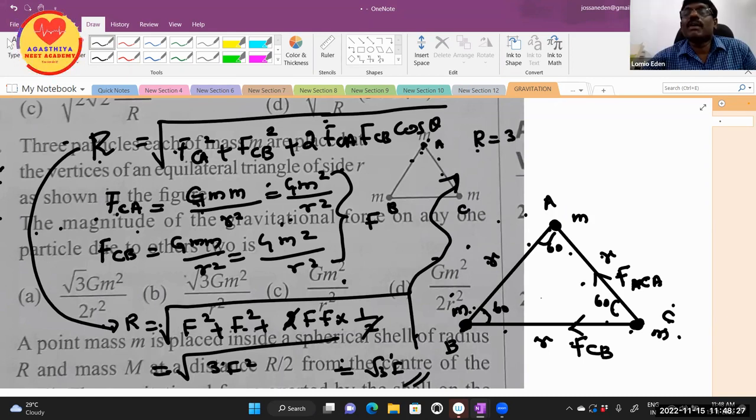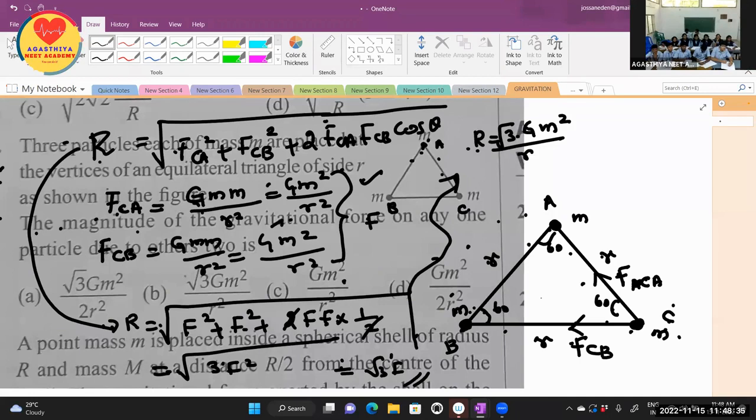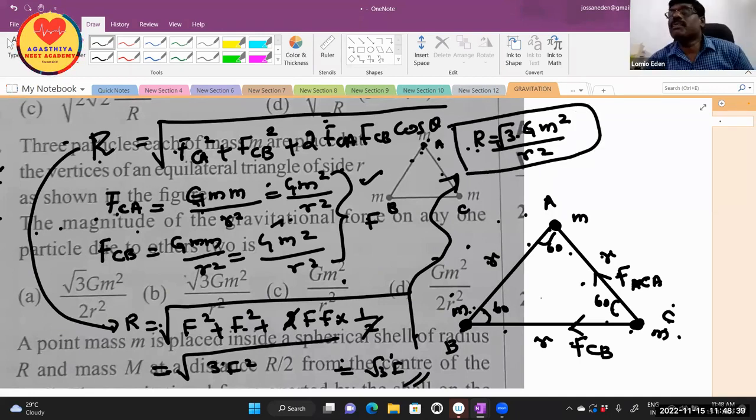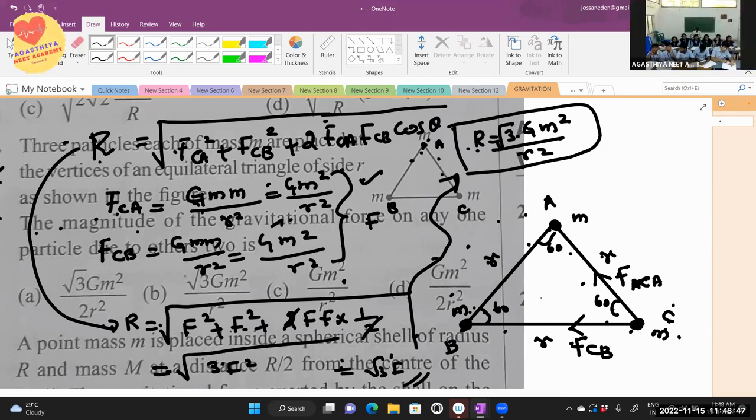Now, substitute the value of F. This is the F. You can substitute either one of those values. This is the final formula. That is the gravitational force acting on C due to the masses placed at A and B. That's all. Understand, students? Okay.